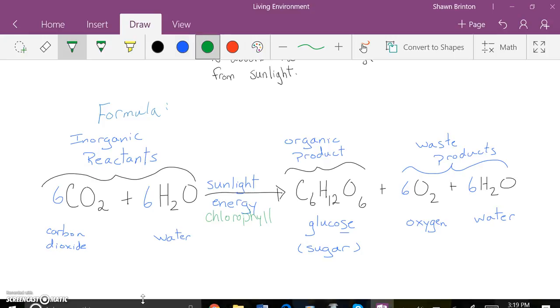Over here, on the right-hand side, are your products. And over here on the left-hand side are your reactants. So these are what are needed. This is absorbed into the chloroplast, and this is the main product, the sugar, the organic food, and then your waste product. Okay, these conclude our notes on photosynthesis.